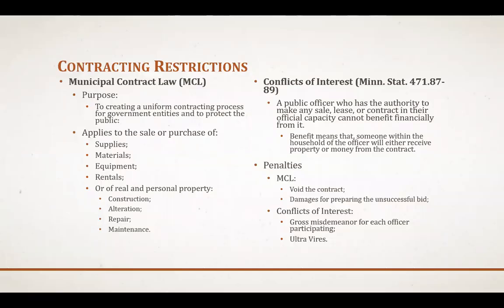For a conflict of interest, if you're a participating officer, meaning that really only applies to supervisors, there would be a gross misdemeanor involved for each officer who participates and each officer who votes, as well as a doctrine known as ultra vires that will apply, meaning that you were above your authority, which then leads to the contract being voided because you weren't legally allowed to contract.